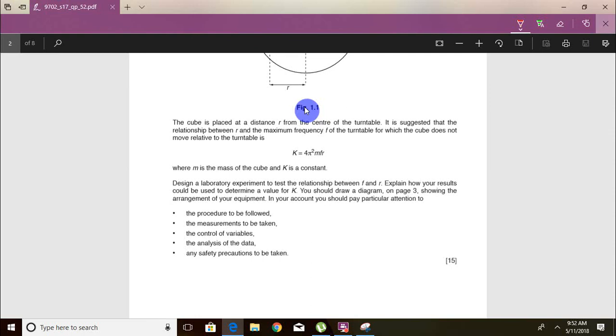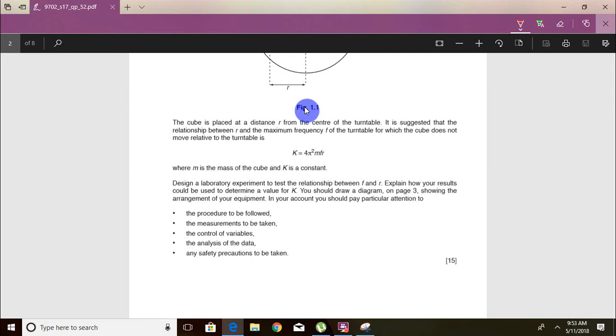Analysis of the data: plot f on the y-axis against 1/r on the x-axis. If you get a straight line through the origin, your data is going to be valid. The gradient is equivalent to f times r, multiplied by the mass of the cube, which you would have measured using an electronic balance, and multiplied by 4 pi squared to get a value of k. And the safety precaution is going to be the screen, so the cube does not hit you. And this is the way you're going to have to write it.